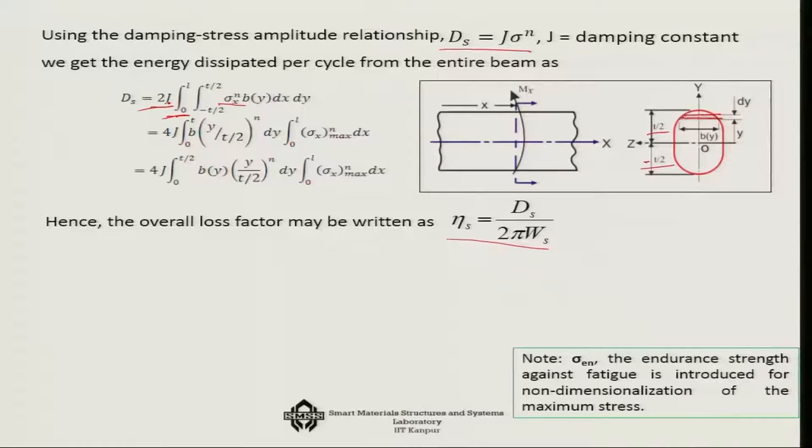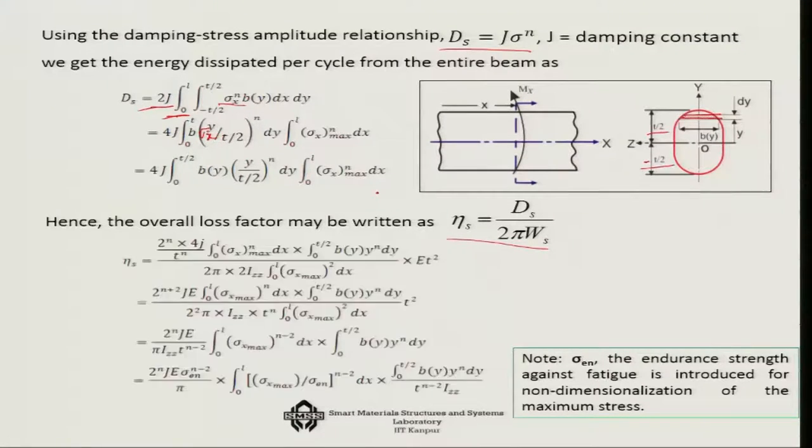With all these definitions of the terms, now we can put sigma x to the power n as sigma x max, y divided by T by 2, the whole to the power n, with dy dx, and we can find out the final expression. Now, we can use this expression in D s, and also we have already found out what W s is. So, we apply all these things together.